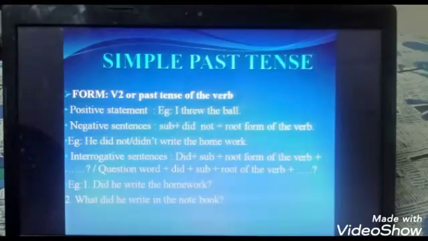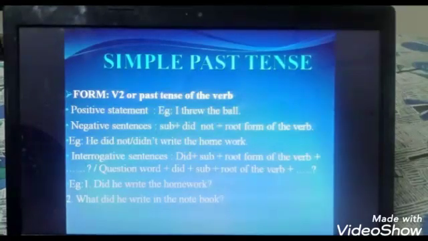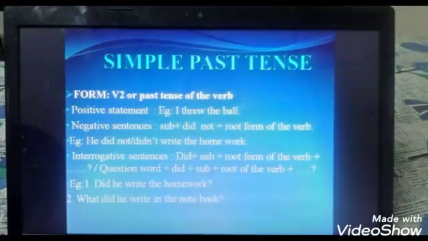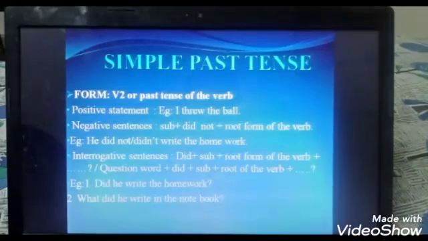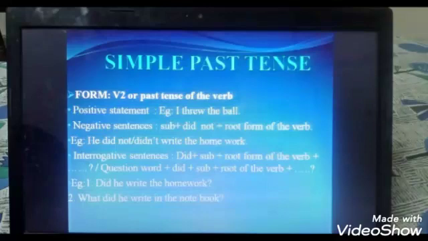The form of simple past tense is the past tense of the verb is used, that is V2. For example, positive statement, it will be I threw the ball. Okay, threw is the past tense of throw. For negative sentences, it will be subject plus did not plus root form of the verb. For example, he did not write the homework.